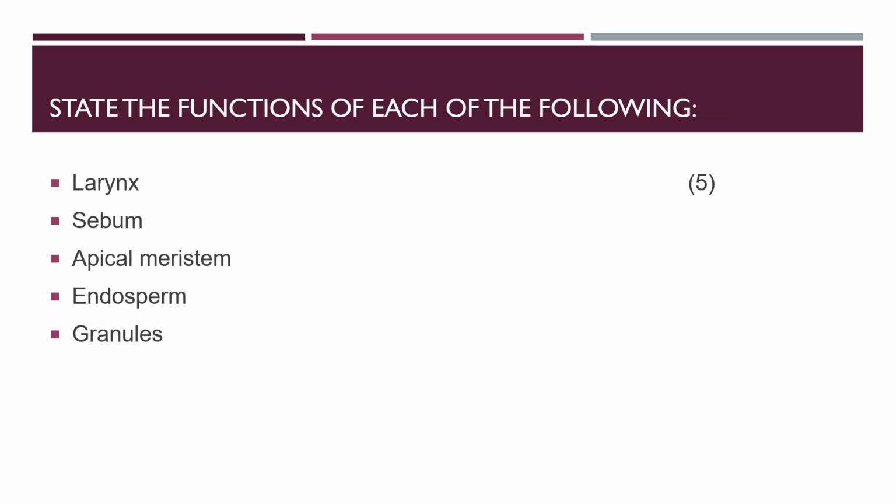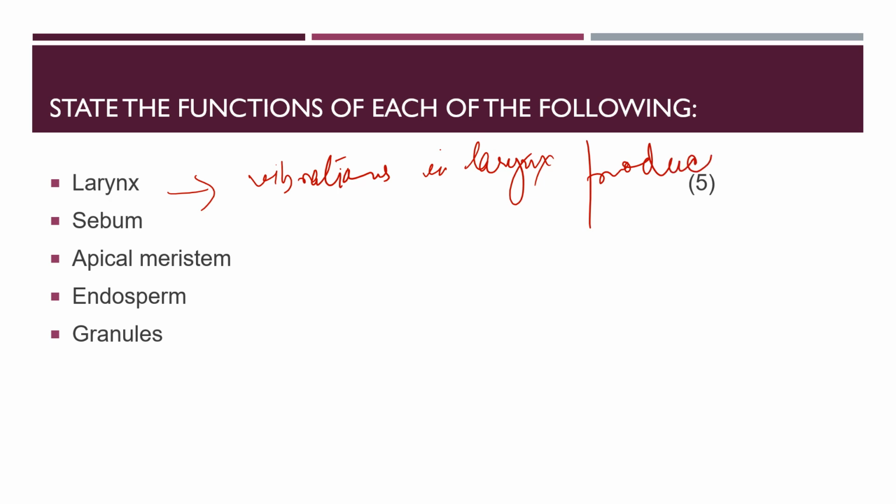Here is state the function of each of the following. What is the function of larynx? Vibrations in the larynx produce sound. So it is helping in the production of sound.